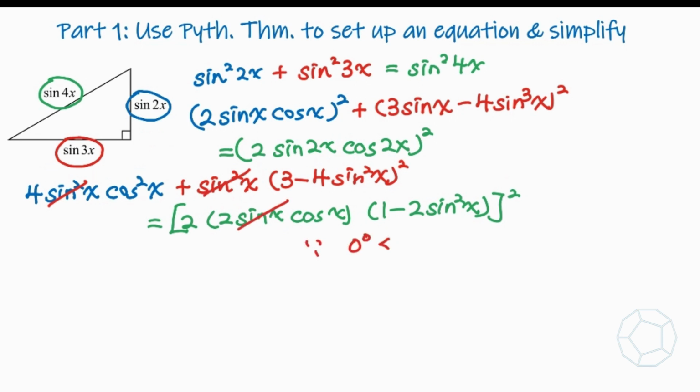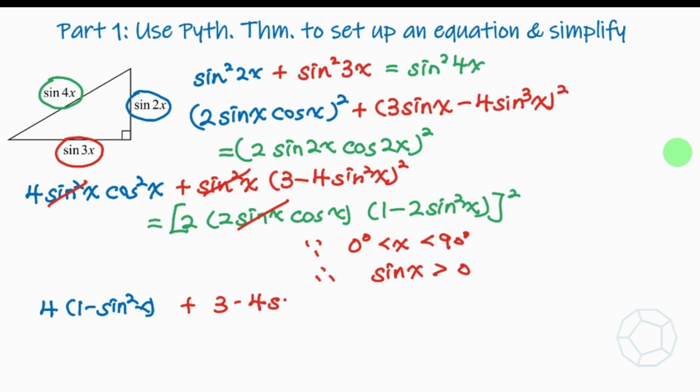And the reason is that because x is between 0 and 90 degrees, therefore sine x is positive. Next, on two sides of the equation, we'll have cosine squared x, for which we apply the identity 1 minus sine squared x. So the first term is 4 times (1 minus sine squared x). The second term is still (3 minus 4 sine squared x) whole squared.